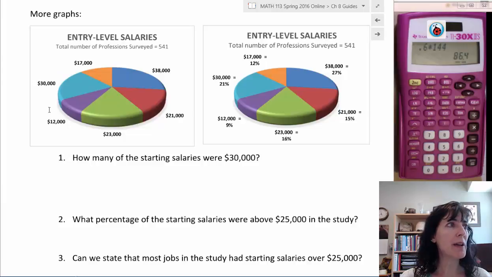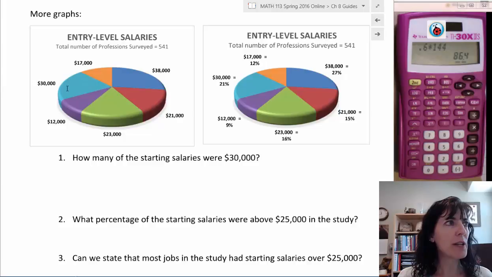This first one has the actual salaries, it looks like, entry-level salaries for 541 people. And the second circle graph, or pie chart as it's also called, has 541 people still, same salary figures, but it also gives you a percentage for each of them. So let's answer some questions and try to figure out which way is the most informative to do the pie chart. The first question: how many of the starting salaries were $30,000?